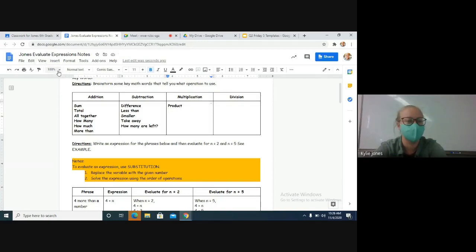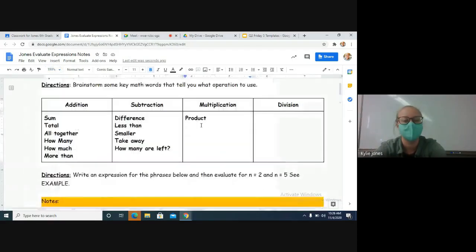Times as much. That's a good one. I'm going to zoom in. I didn't think about that. Sorry. Times would be another good one. Sometimes they straight up just say multiply, yeah.